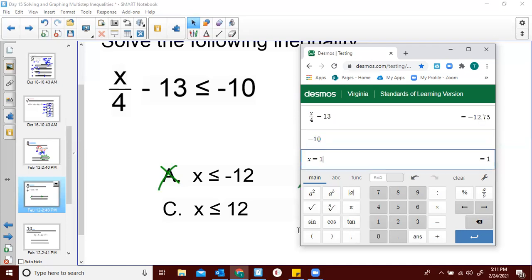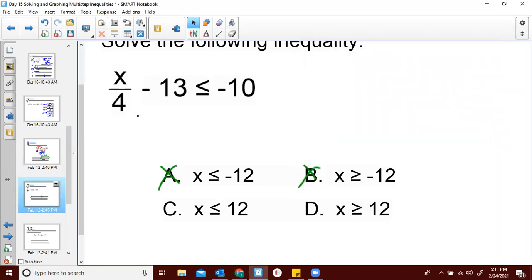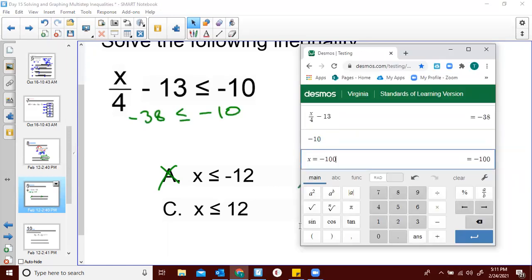Again, we're just going to throw in one big old nasty number. So let's just try negative 100 because it hasn't worked for us yet. And you'll see that I get negative 38. It's less than or equal to negative 10. Right, and again, I'm looking right here. My left-hand side is negative 38 because that's what this equals. And my right-hand side just says negative 10. Is this a true statement? It is. And I picked negative 100.